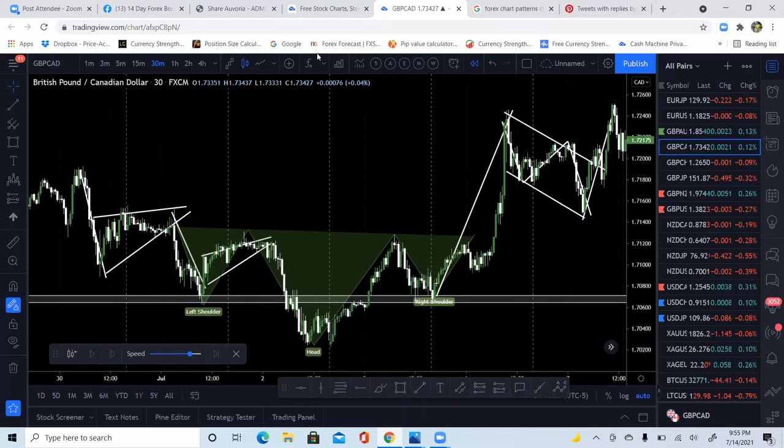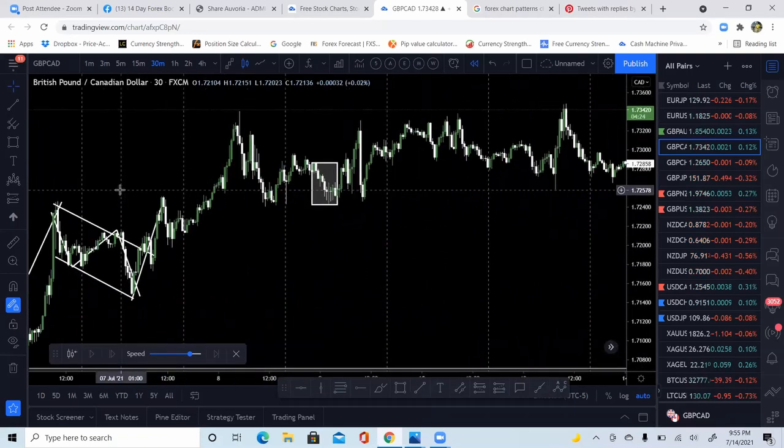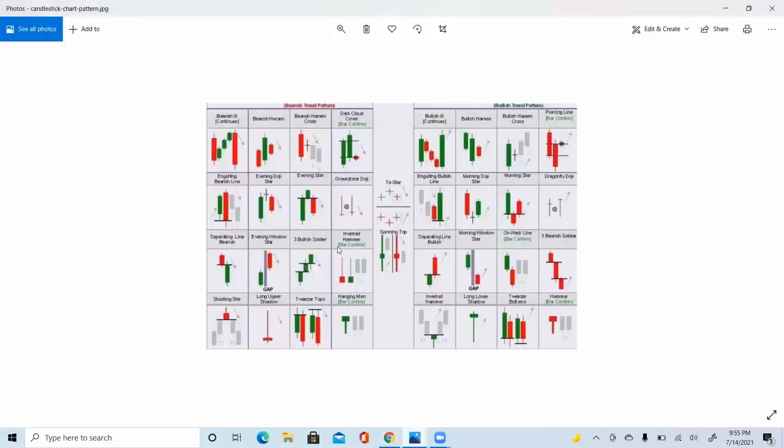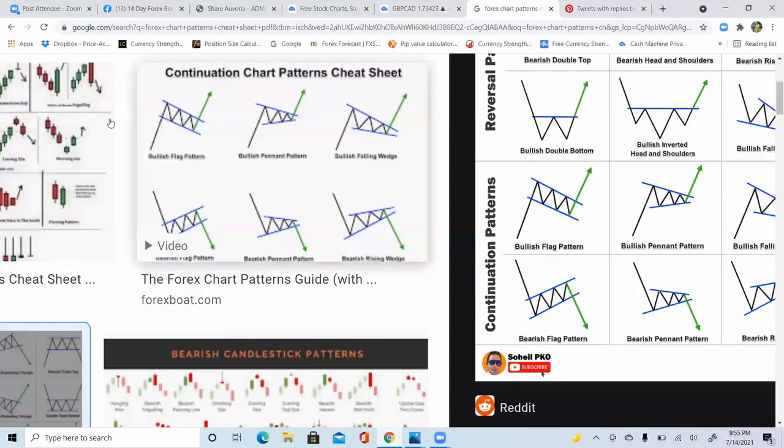So get your cheat sheet and work on looking at these patterns for yourself. Start with the candlestick patterns. Maybe let me show you which one I like. I'll probably find it and post it in our 14-day group.